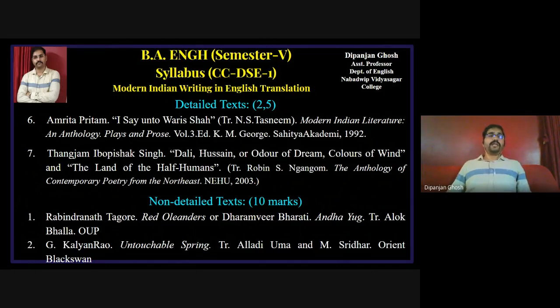Okay. For Red Oleanders, you will find that there are Rupa publications, and the other texts are also available. For the poems and proses, it will be better for you to try to gather the texts from the internet or maybe from the libraries. That will be helpful for you. So this is significantly DSC 1.